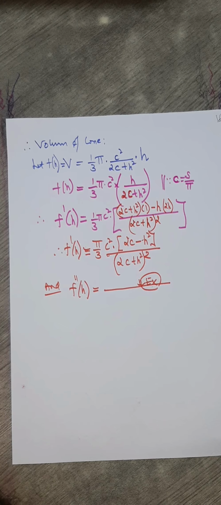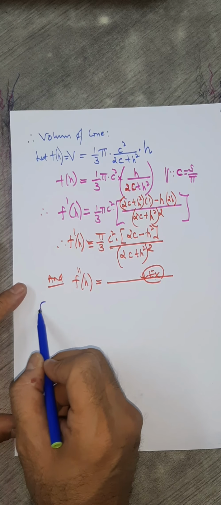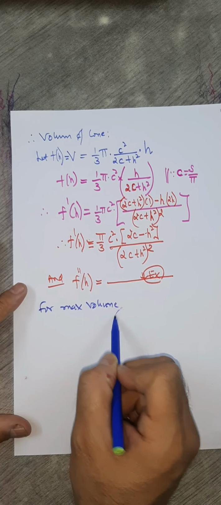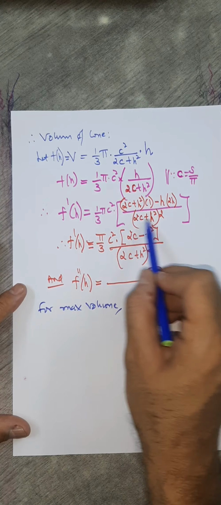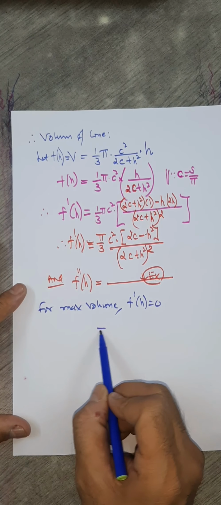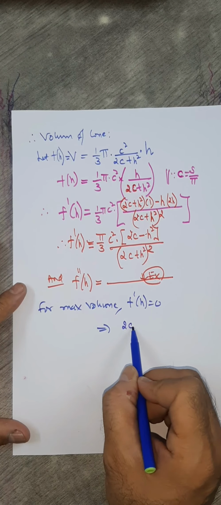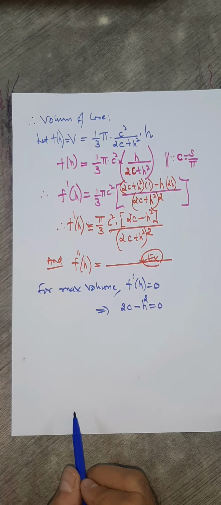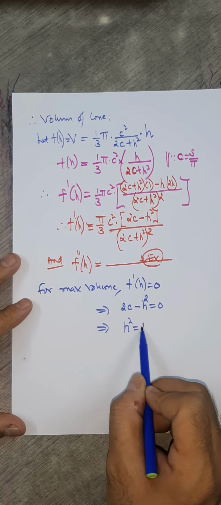Now we'll go to where the first order derivative equals 0 for maximum volume. So for maximum volume of the cone, f dash h must be 0. This much must be 0. This much, that is f dash h. So this is constant, this will go that side. So you are having just 2c minus h squared equals 0. This much only. Fine. And therefore you are getting h squared equals 2 into c.